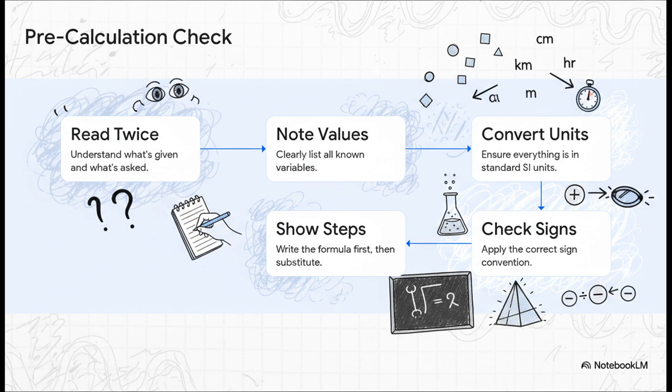2. List your known values. 3. Convert all your units. This is a big one. Get everything into meters unless they say otherwise. 4. Double-check your signs. Go through each value and apply the right convention. And 5. Always show your steps. Even if you mess up the final calculation, showing the right formula and substitution can save you with partial marks.